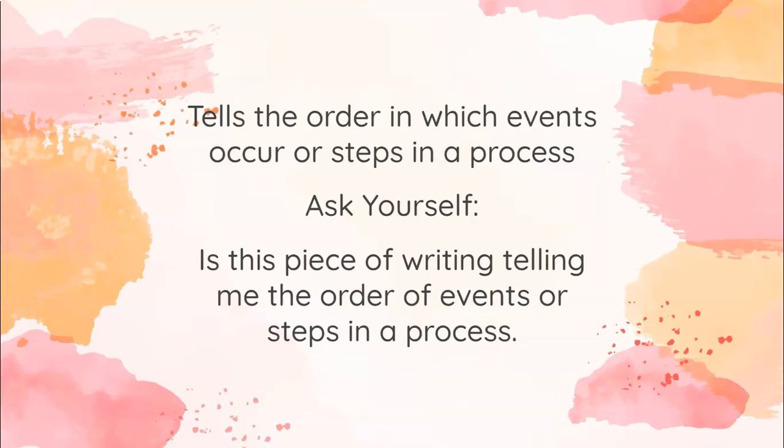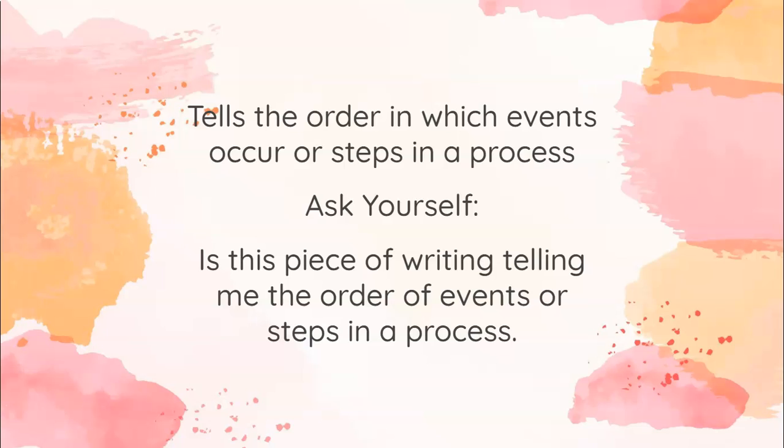Okay, so sequence tells the order in which events occur or steps in a process. So as you're reading, ask yourself, is this piece of writing telling me the order of events or steps in a process? So basically, guys, when you are reading something, does it follow a specific order? Is it telling you steps in a process? So order of events. Think about if you're reading about somebody's life, like a biography, those would be events that occur in order. It starts off with when they were born, a baby, young, and all the way up until they get older.